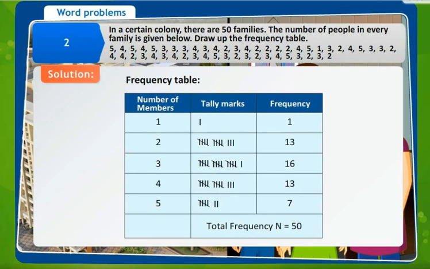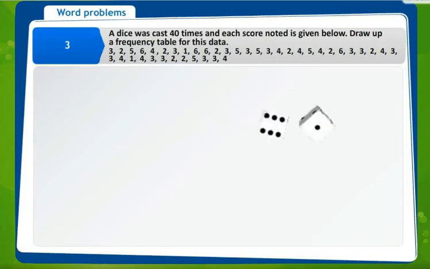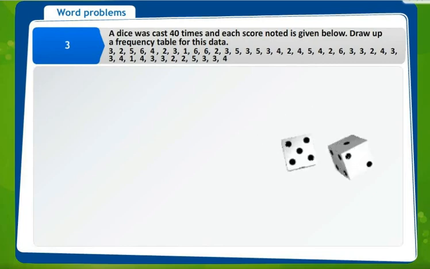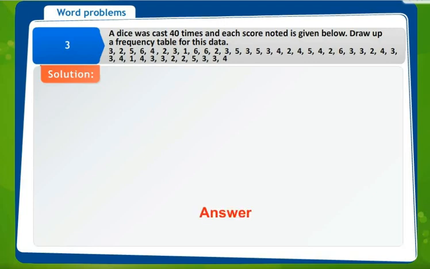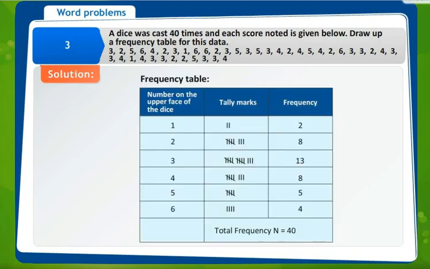Now we will see the next sum. A dice was cast 40 times and each score noted is given below. Draw up a frequency table for this. Now you can see the information 40 times. That means the data is 40 times. Now number on the upper face of the dice is 1, 2, 3, 4, 5, 6. Alright. And the tally marks you have to put.